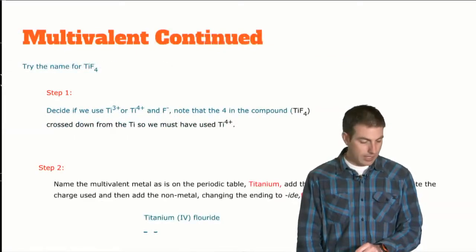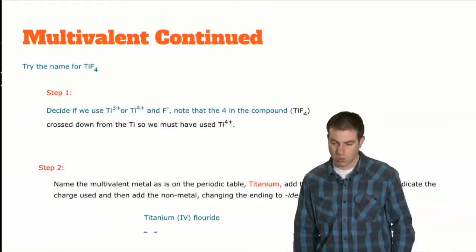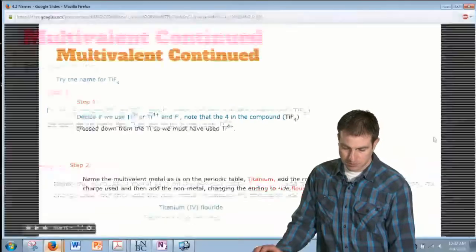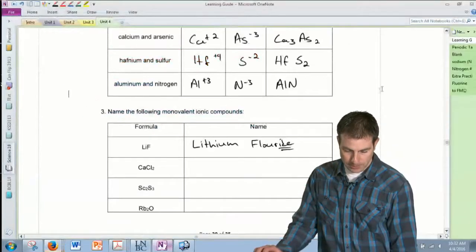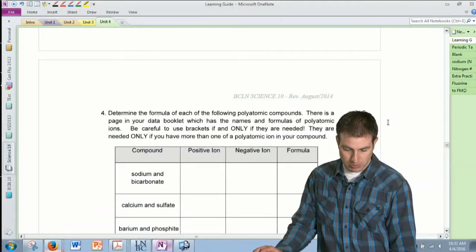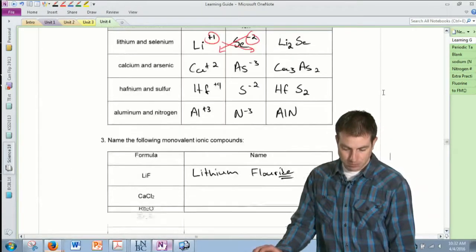Devastating. I want to look at some more examples. I'm trying to think where I have more examples. Maybe the learning guide has more examples. Let's take a peek. Determine the formula, polyatomic ions, brackets, only if they're needed. All right, scratch that.